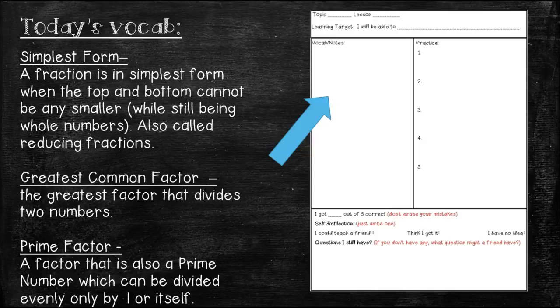Then we have the greatest common factor, and the greatest common factor divides two numbers. And then prime factor, a factor that is also a prime number, which can be divided evenly only by one or itself. Again, pause the video and write all of these down.